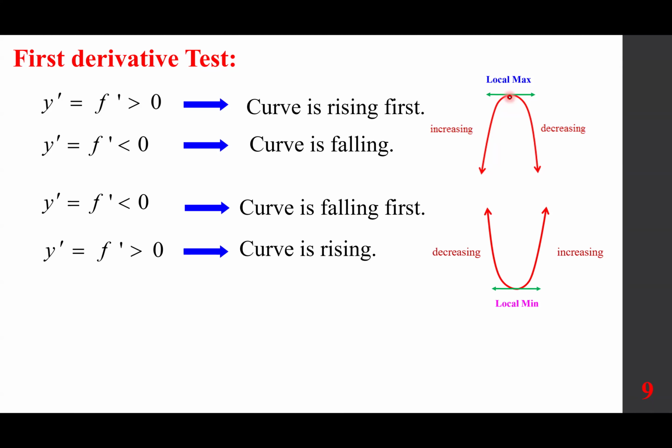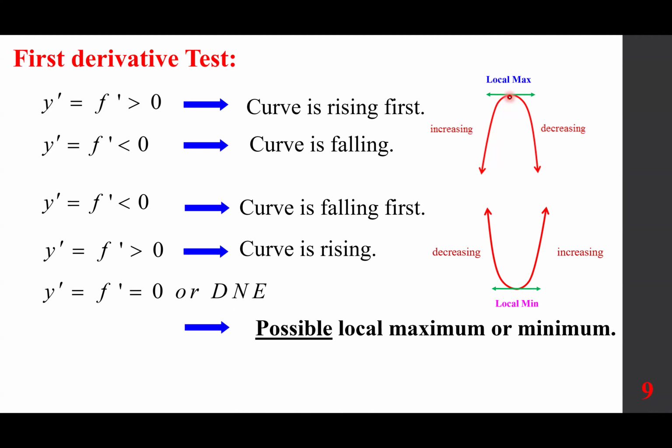That's it. So how do we go about coming up with the first derivative test? First, y prime or f prime is zero or doesn't exist. That would be possible local max or min. And we use a sign graph for this test. And that's the idea. You always use a sign graph, everybody.